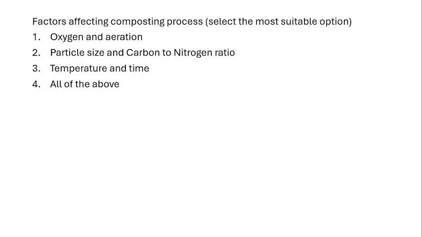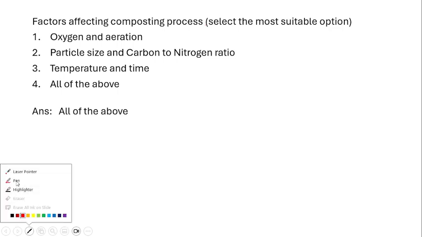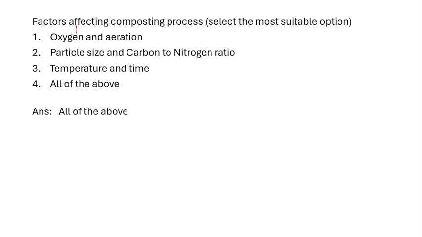The right answer is all of the above because all the parameters are very important, like the amount of oxygen and aeration required because it determines the growth of the microbe and uptake of the substrate. Okay, and the particle size is also very much important, above which the carbon to nitrogen ratio is also important to ensure the microbial breakdown, and then the temperature of the process and the time taken for the conversion. So all of the parameters are very important during the composting.